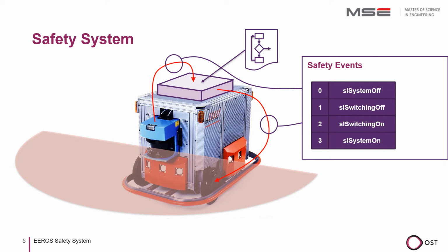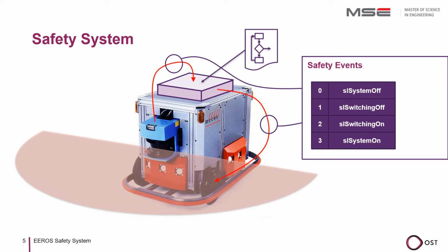An event can be triggered by the safety system itself. In this case, we call the event private. On the other hand, it can also be triggered by the control system or the sequencer. In this case, we call it a public event.